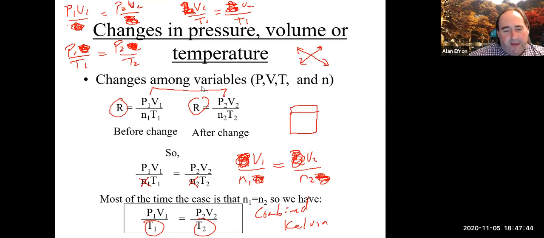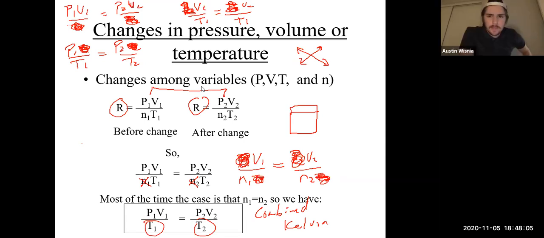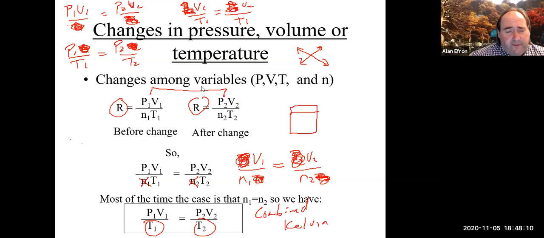So the combined gas law is a nice one. You can remember it and just scratch out whatever is being held constant, and it will get you to the gas law that you need really quickly. It's a good way to remember those other ones if you don't want to memorize them. Just remember this one, scratch out what's constant. Any questions on that? This one has what name? This is the combined gas law.